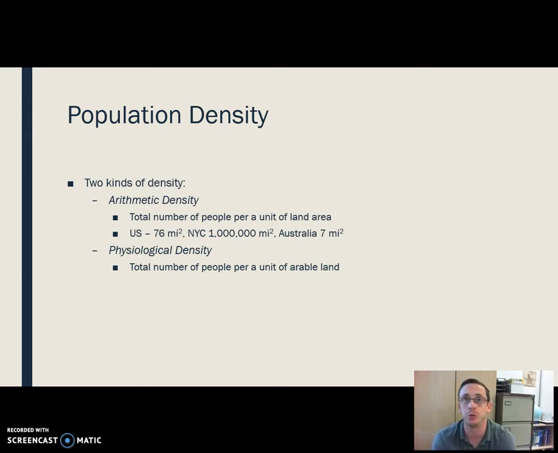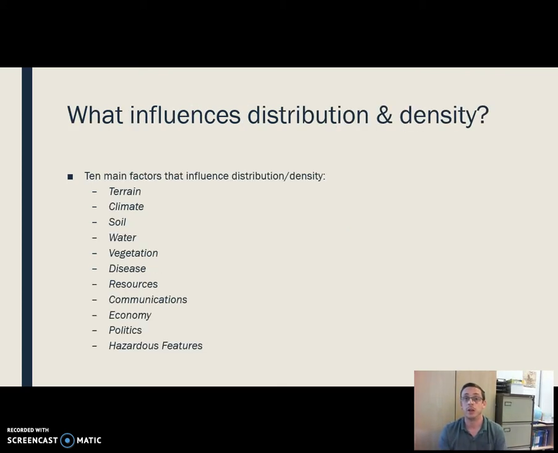Where physiological density can come into things is when people start to think about overpopulation, because that tends to look more at how many people an area of land can actually support. So it's not something that we'll go into in huge depth, but it's something to be aware of. Now, when we think about the factors, we've got 10 factors that we consider. 11 factors even, I've miscounted. But we'll get 11 factors that we consider. And these can have positive and negative impacts on population distribution and its density.